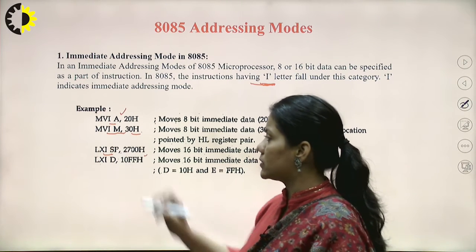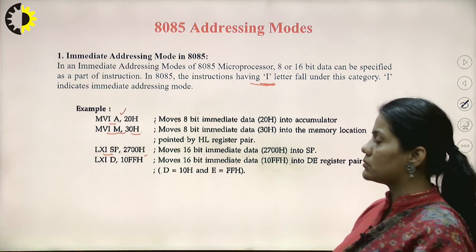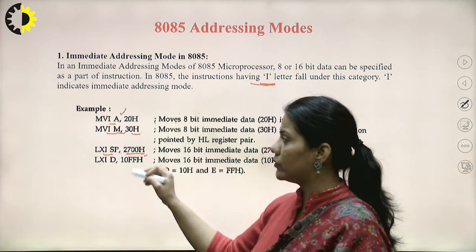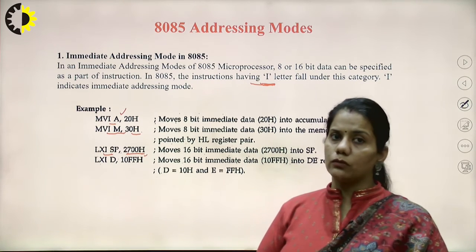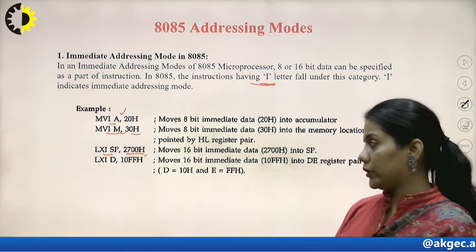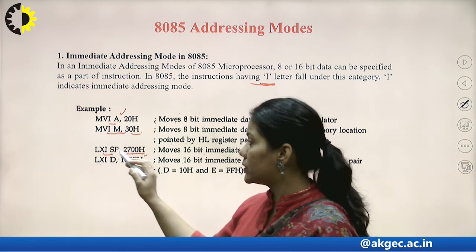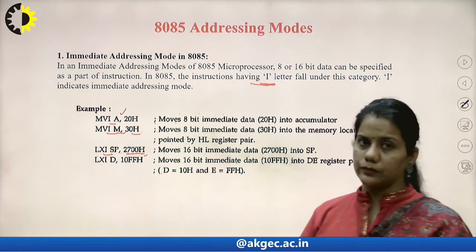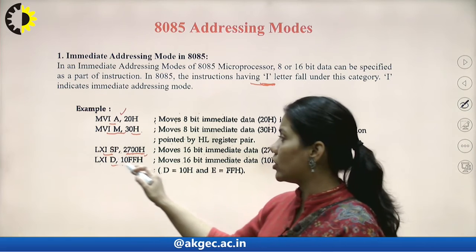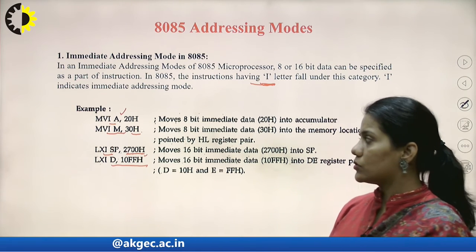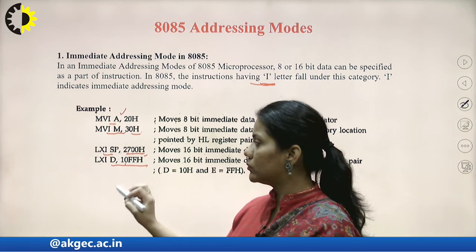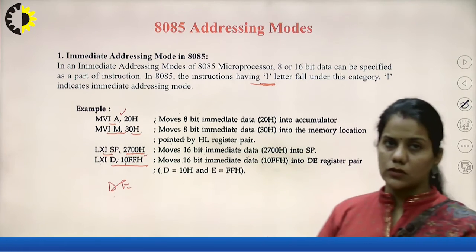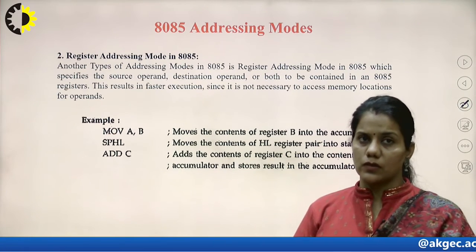Similarly, LXI SP comma 2700H means this immediate 16-bit data will be copied to the stack pointer. Since the stack pointer is a 16-bit register, 16-bit data is the immediate data here. Similarly, LXI D comma 10FFH, so 16-bit data is again copied to the DE register pair. These are the examples of the immediate addressing mode.